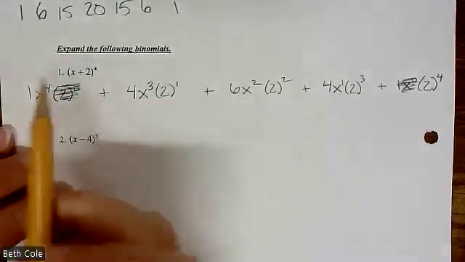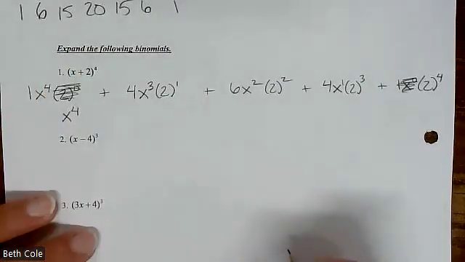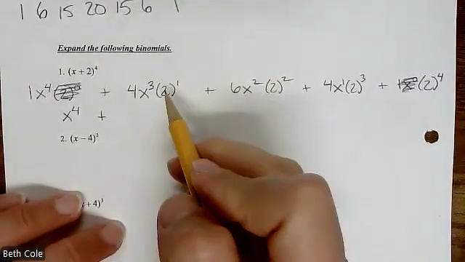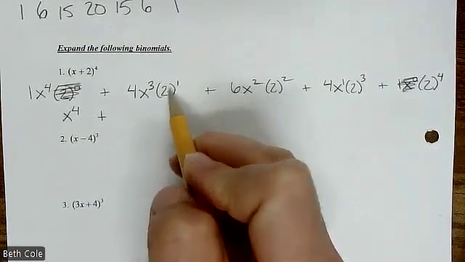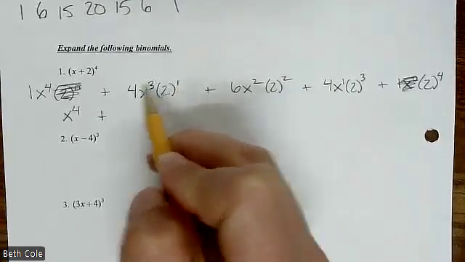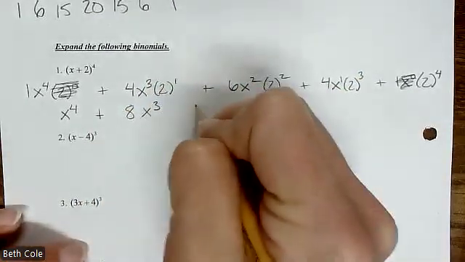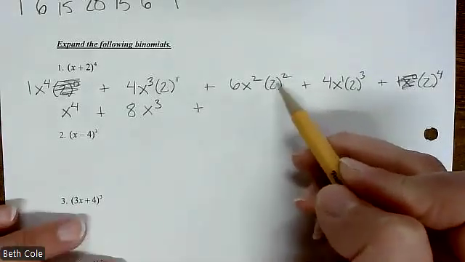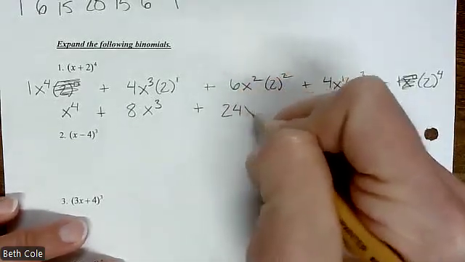All right. So now let's simplify it down. This first term would just be x to the 4th. Plus, now, exponents come first. PEMDAS. Exponents are first. 2 to the 1st power. 2 to the 1st power is 2. Thank you for staying focused. And then 2 times 4 is 8. So 8x cubed. Plus, exponents come first. 2 squared is 4 times 6. So 24x squared.